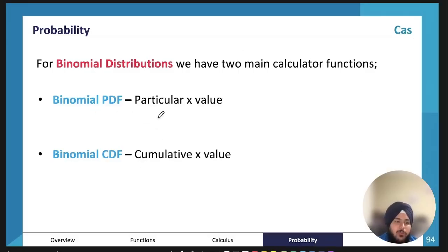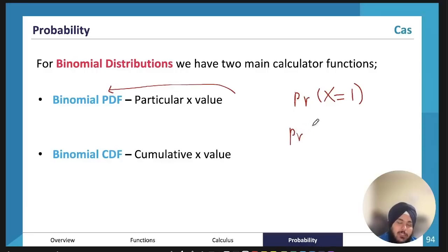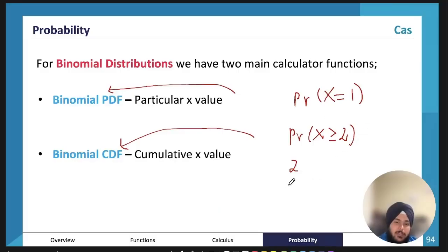Okay, so we can either have binomial PDF or CDF depending on what you're trying to work out. If you're trying to determine the value at a certain point, so what is the probability that we get X equals 1, that will be a particular value. So that's binomial PDF, which you'll be using on your calculator. But if we're trying to determine the probability X is, let's just say, greater than or equal to 2, that is CDF. In this case, you will have upper and lower limits. The lower limit will probably be 2, and the upper limit will be whatever the number of trials is, so let's say 5 in this case. And that is what you'll be inputting into the binomial CDF.